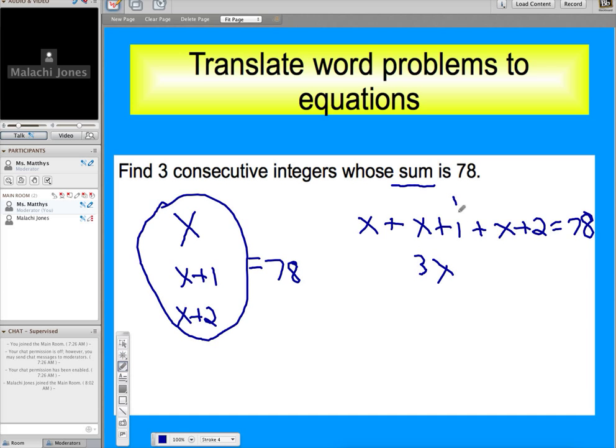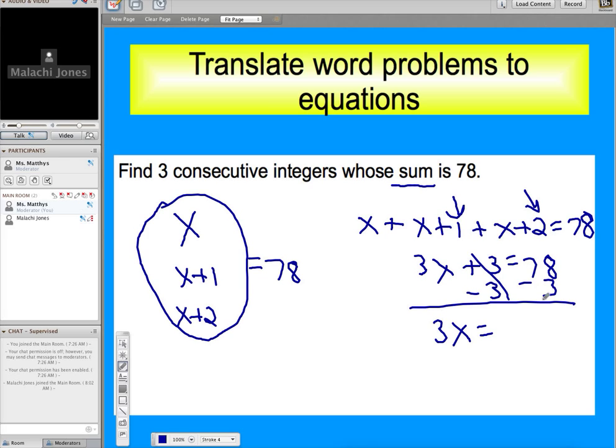Okay, how about my 1 and my 2? 3. Yep, so 3x plus 3 equals 78. Now you're down to a regular old algebra problem. How would I solve this one? You would subtract 3 on both sides. Okay. And on the left I have 3x, and on the right I have 78 minus 3. 75. Yep.